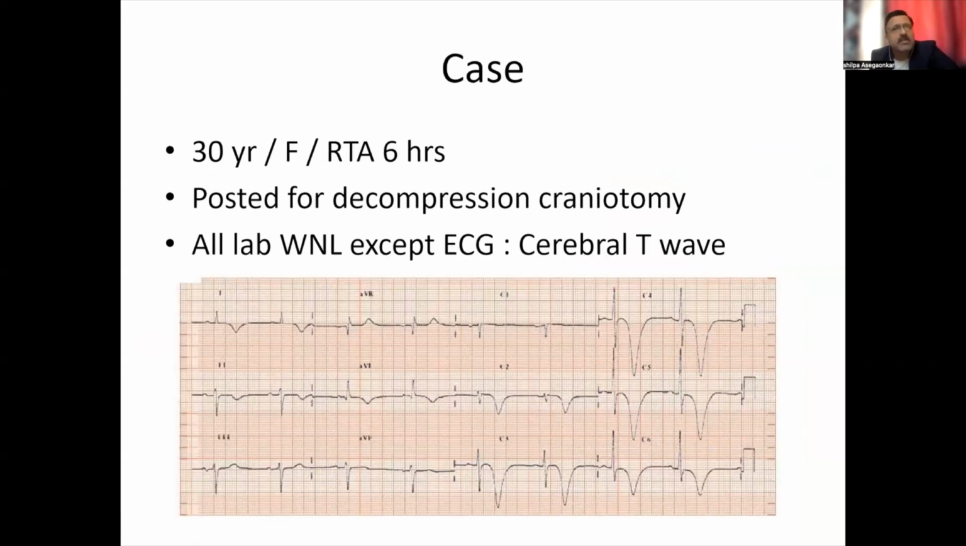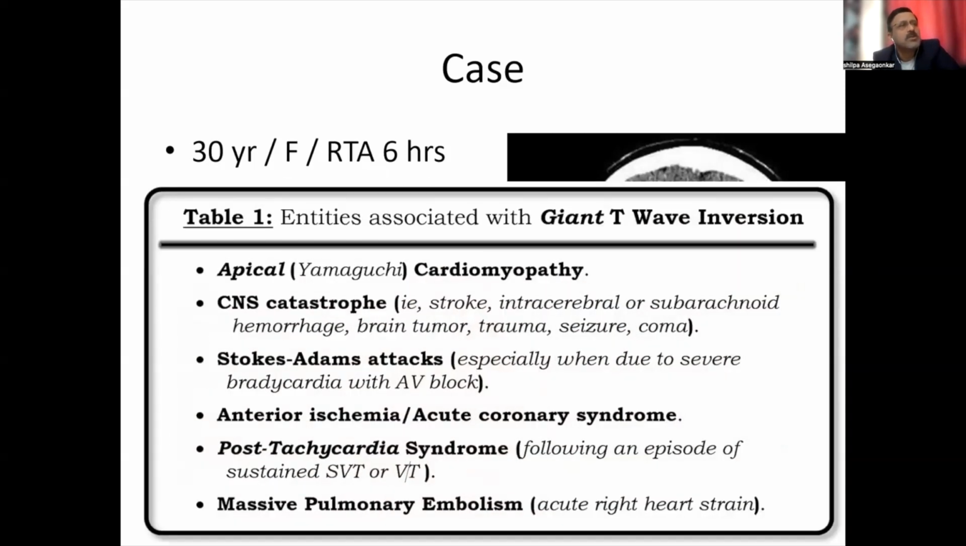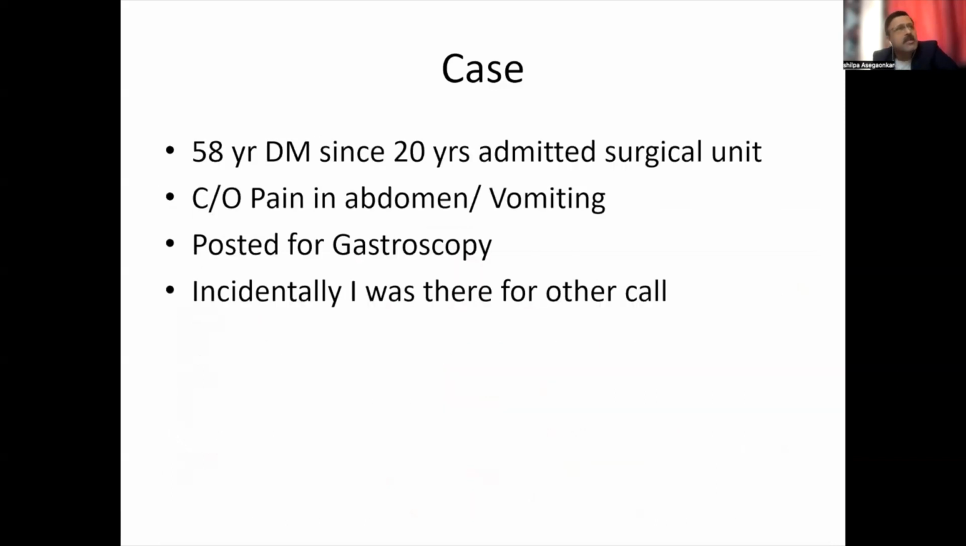We can have ECG changes even without the involvement of the heart. For example, this is a 30-year-old female with a road traffic accident posted for decompression craniotomy, and you can see a giant T wave inversion. This is not IHD or ischemic heart disease. It is the raised intracranial tension that is causing a giant T wave inversion. In this patient, there was an intracranial hemorrhage, with a shift occurring in the cerebrum, and that has led to changes in the ECG. So giant T wave inversion can indicate a CNS cause or other causes like acute coronary syndrome. It's a very interesting case.